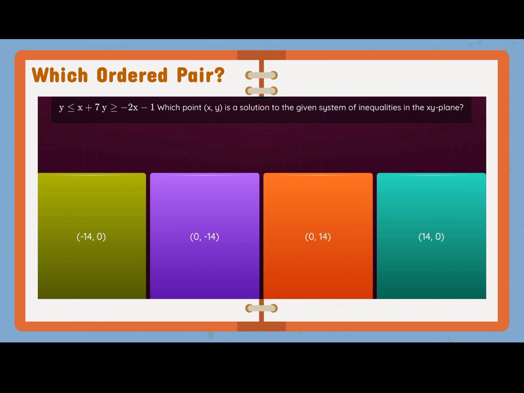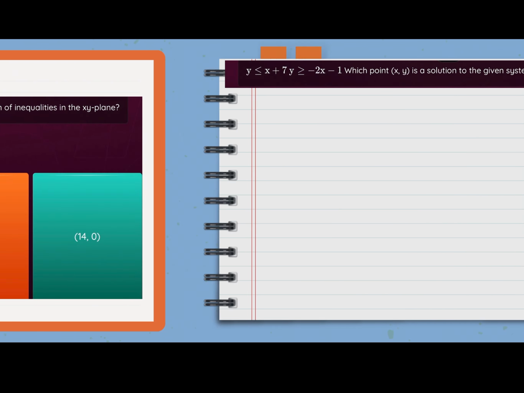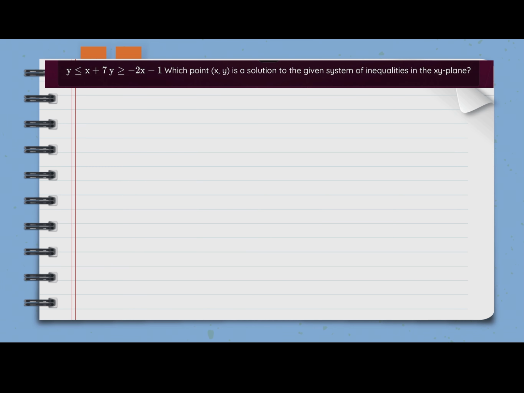Okay, the next question, ordered pair. So we have this system here. y is less than or equal to x plus 7, and y is greater than or equal to negative 2x minus 1. What is the solution to the system? So you could do this in 2 ways. You can either graph both on Desmos and manually check, or you can just solve them out.